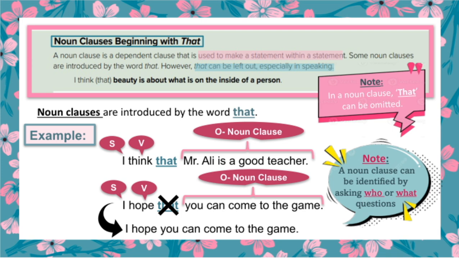Now, here's an interesting point. In some cases, the word that can be omitted in a noun clause, making the sentence more concise. For example, I hope that you can come can be shortened to I hope you can come.